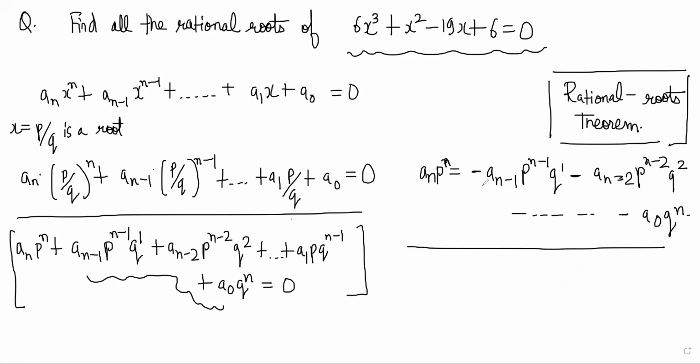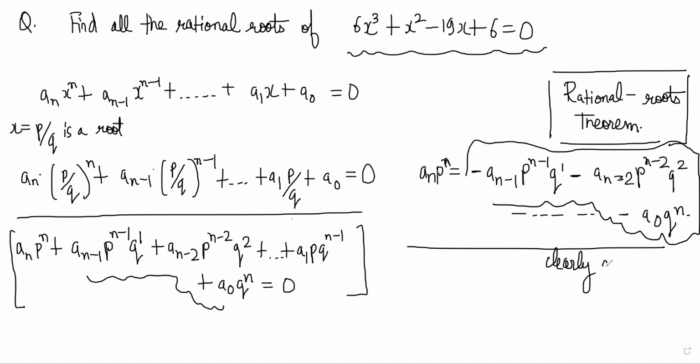Now you have to realize that this side, the RHS, is clearly divisible by q. Clearly divisible by q, right? Each term has some q at least. Yes. So LHS must also be divisible by q. LHS is also divisible by q.